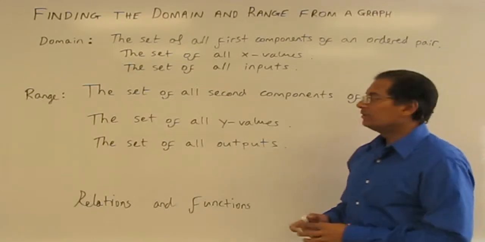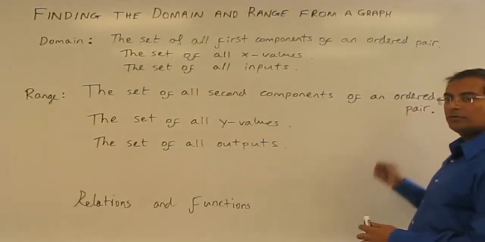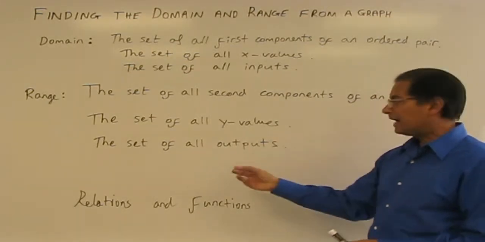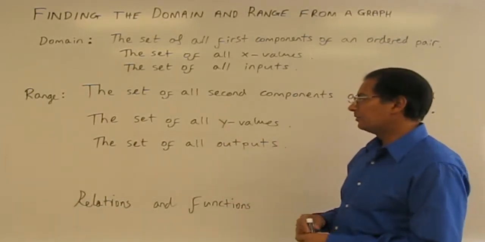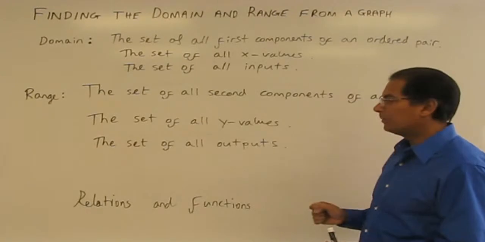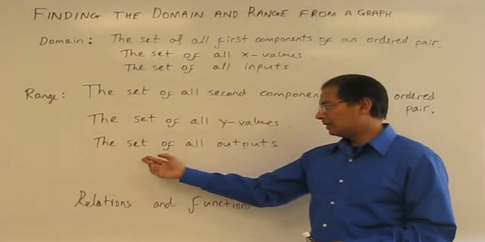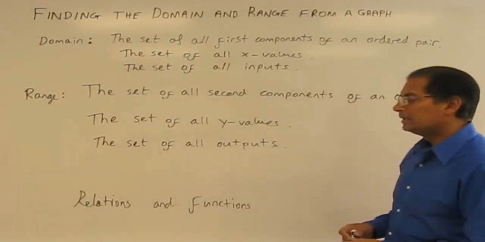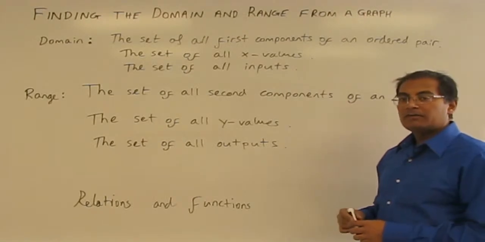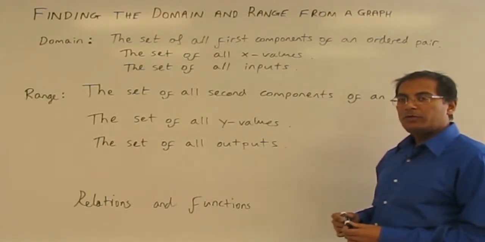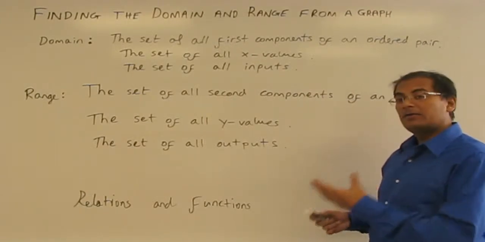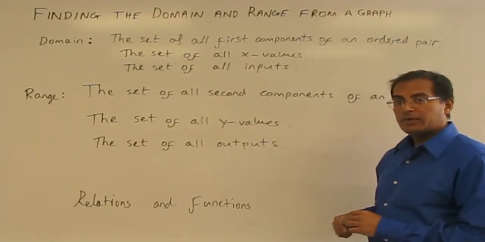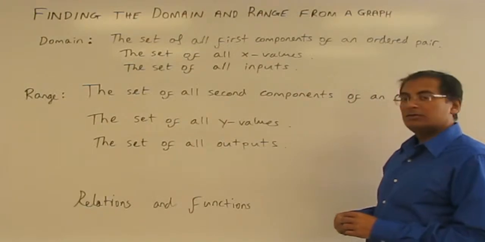The range is the set of all second components of an ordered pair, which are the y values. Those are the y values if you're thinking of x and y coordinate pairs. So it's the set of all second components of that ordered pair. Or in terms of a function, it's the set of all the outputs of that function. So we can find the domain and range of a relation or a function just by looking at the graph. If the graph is done well, we can actually read off the domain and range.